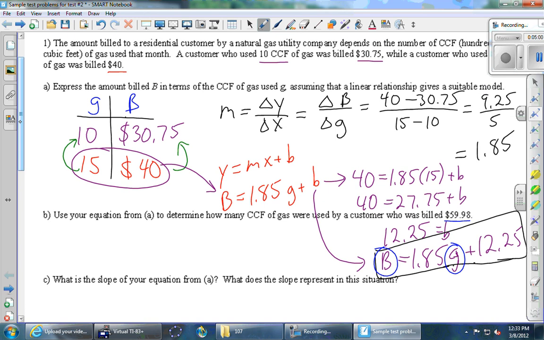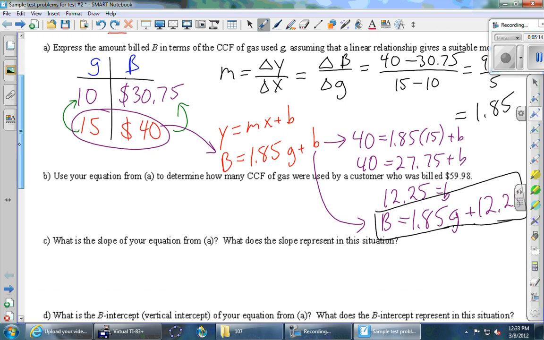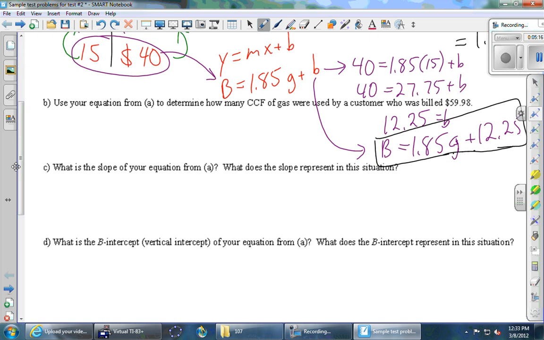Also notice that in our table here, B is the money amounts. So sure feels like that 59.98 needs to be a B. So let's go ahead and plug in. So that equation here, now replacing the B with 59.98 and writing everything else again. 59.98 equals 1.85G plus 12.25. And the goal is to solve that equation for G.